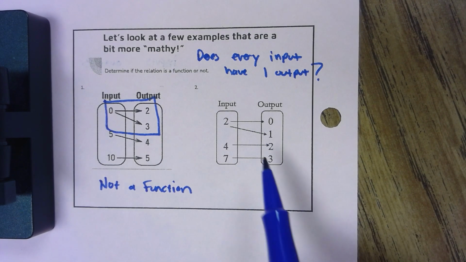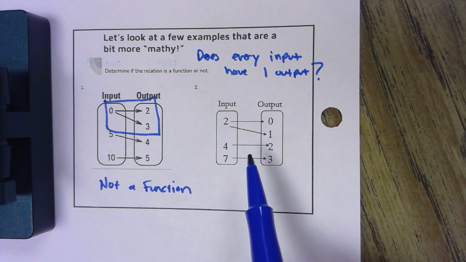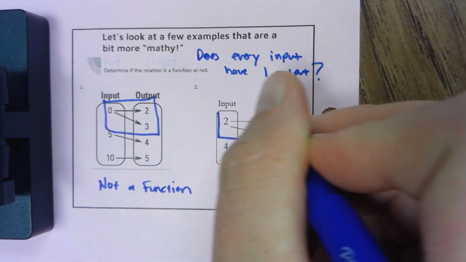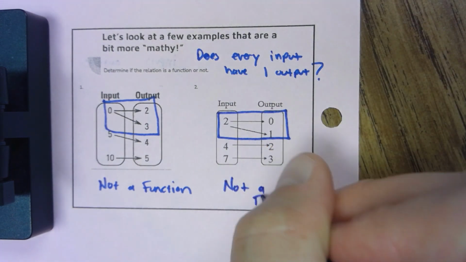Number 2, when I plug in 2, sometimes I get 0, sometimes I get 1. Right off the bat, that's already an issue. Every x needs to lead to one y. So just like before, this is not a function.